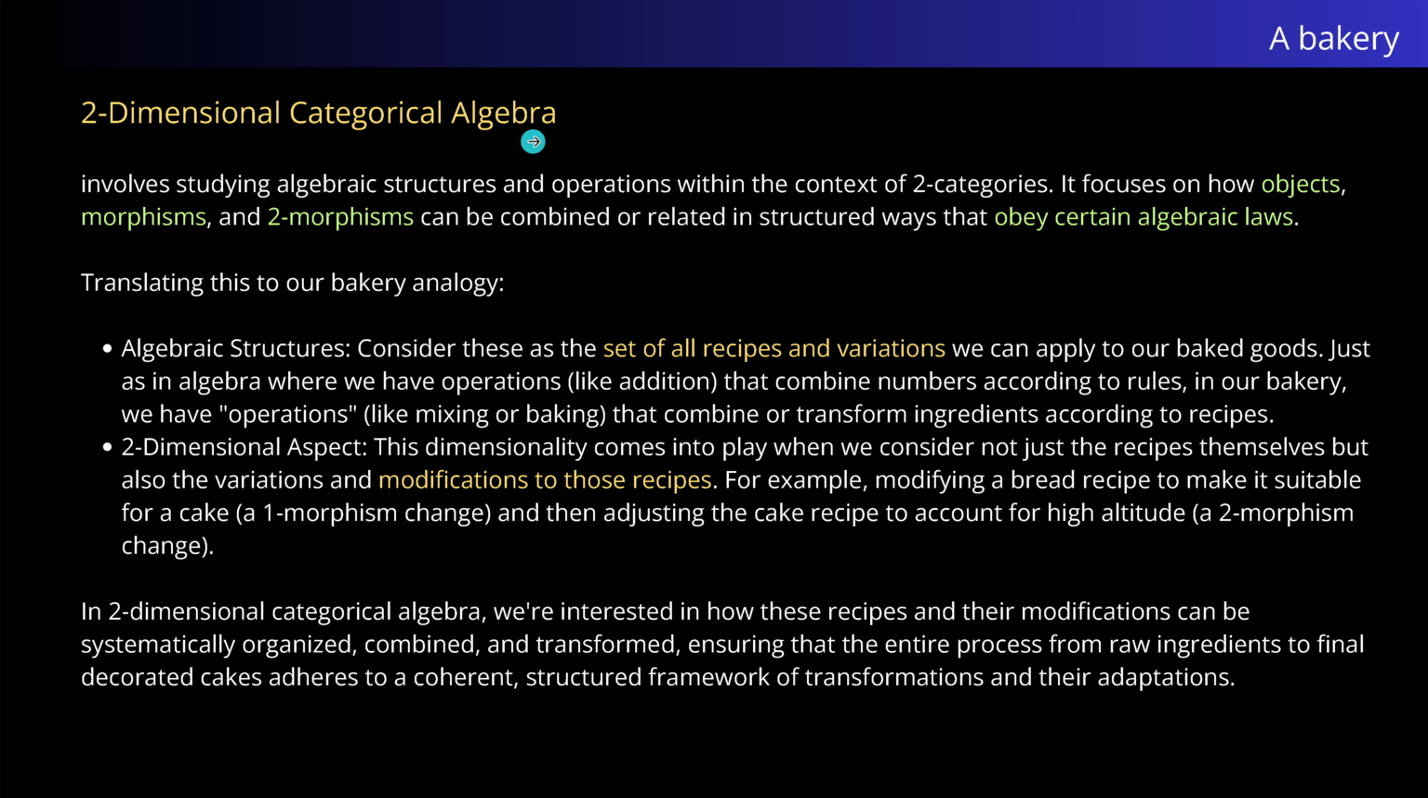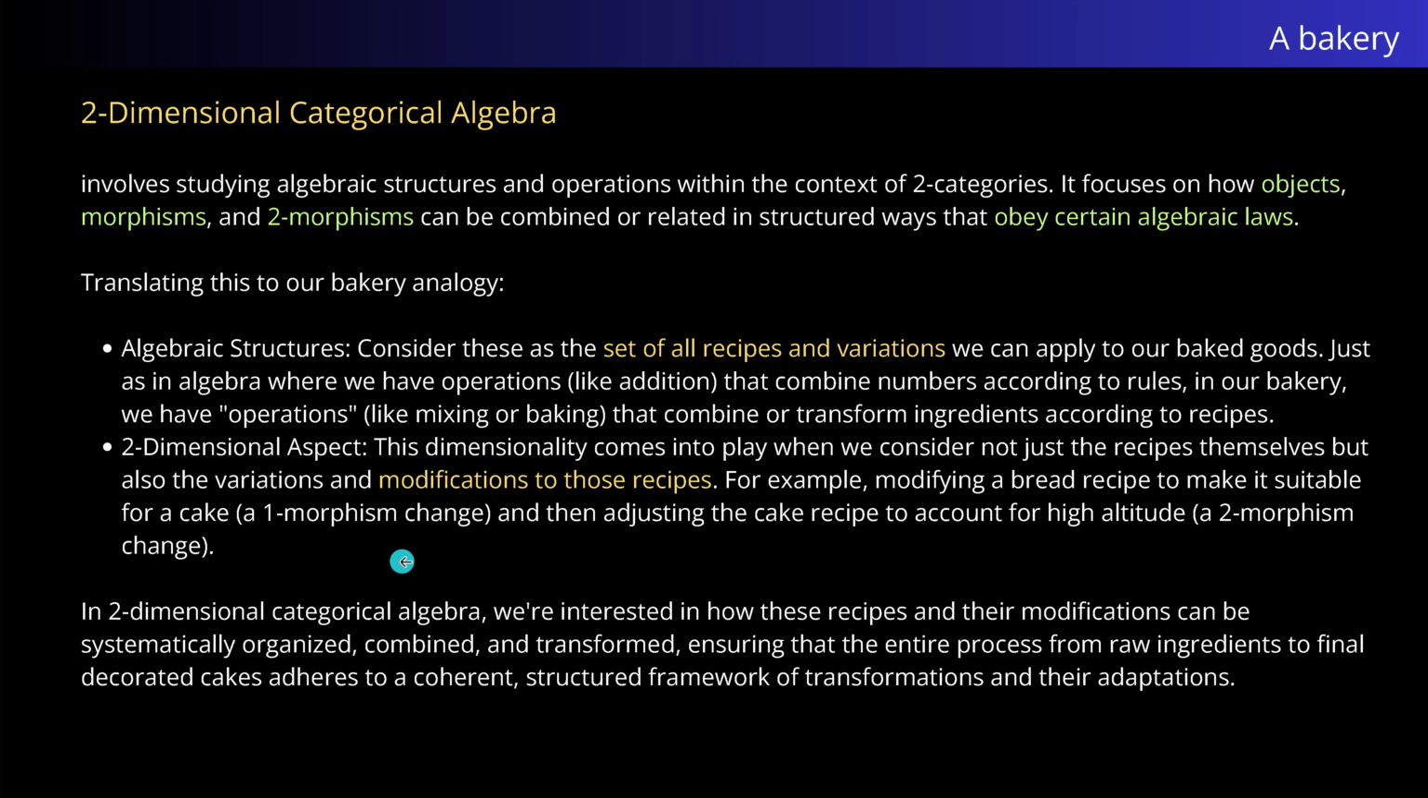Now, in our simple bakery analogy, our algebraic structures, think about it as the set of all recipes and all variations we can apply to our baked goods. Just as in algebra, where we have operations like an addition that combine numbers according to specific rules, in our bakery we have operations that combine or transform ingredients according to the recipe. This two-dimensional aspect comes into play when we consider not just the recipes themselves, but also the variations and the modifications to those recipes. You see, it's rather simple.